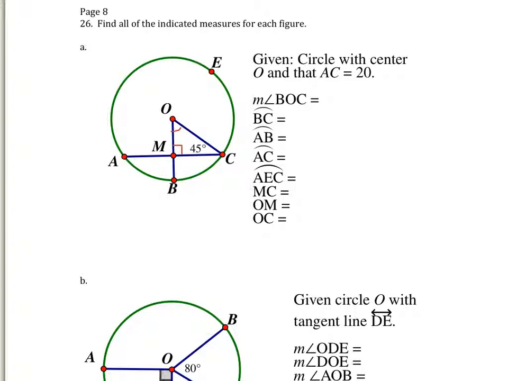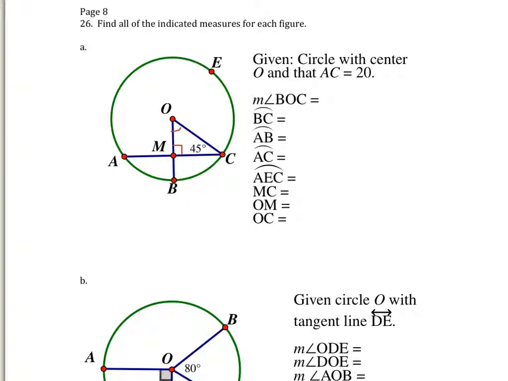I'm going to ask you to think about what kind of triangle OMC is, and how that can help us find the central angle BOC. Go ahead and pause the video and see if you can come up with all the answers for this, and then we'll go through it when you're done. So go ahead and hit pause, and then we'll see you in a minute.